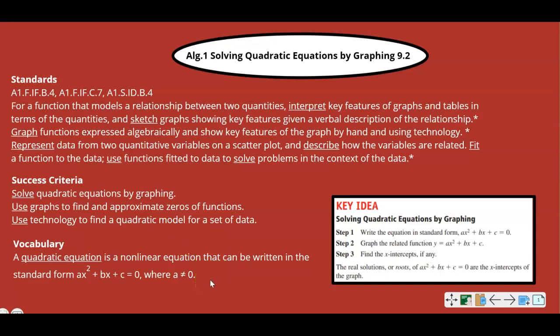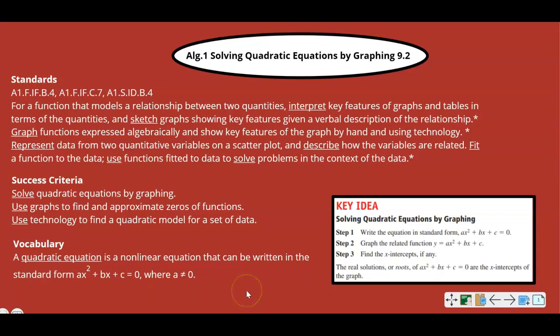You have one new vocabulary term today. It is a quadratic equation. A quadratic equation is a nonlinear equation that can be written in standard form, ax squared plus bx plus c equals 0, where a is not 0. So the big takeaway from this, every quadratic equation is going to have an x squared. So the highest degree is going to be a 2. And standard form means your exponents go in descending order. So x squared, x, and then the constant term has no variable.